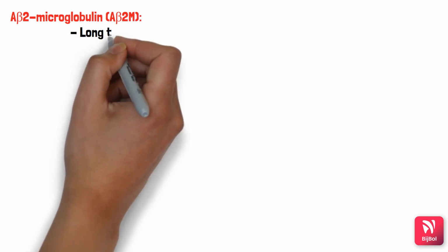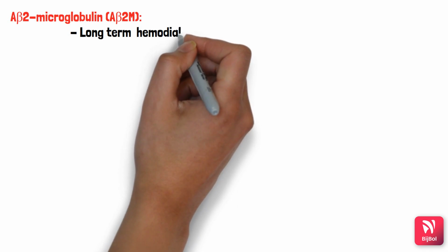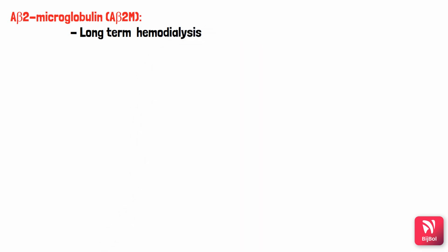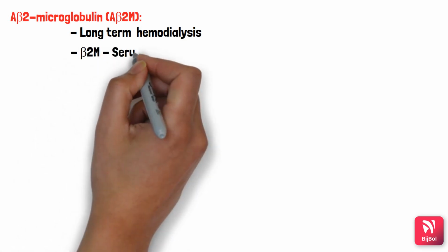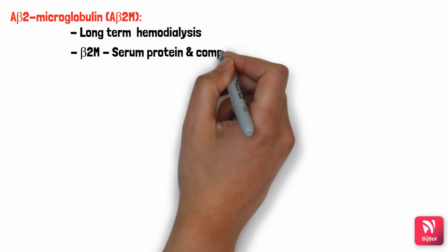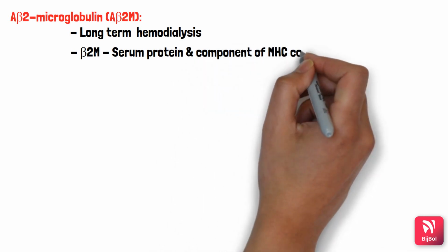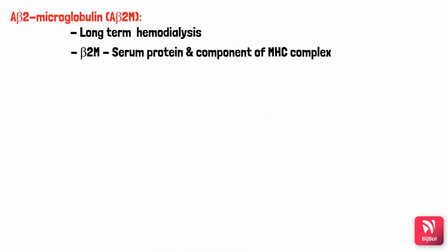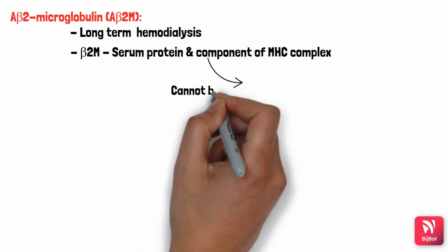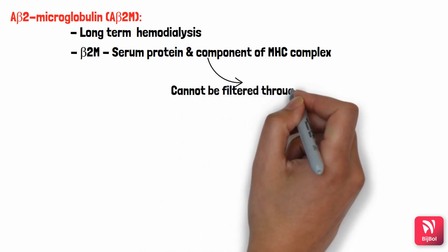That is amyloid beta 2 microglobulin. This is basically seen in high concentration in patients who are on long-term hemodialysis. Normal beta 2 microglobulin is a normal serum protein, and it is a component of the MHC class 1 complex. Normally this serum protein is filtered by the kidneys and excreted in urine.